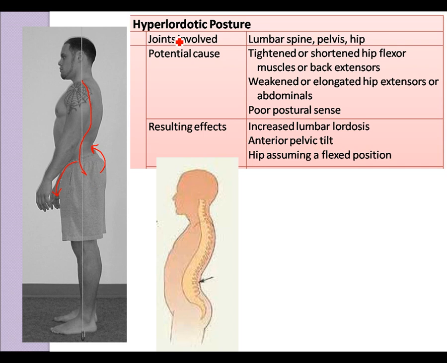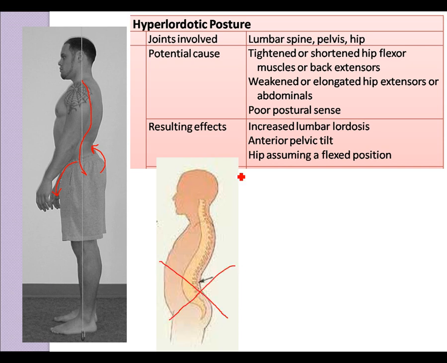It's called hyperlordotic curvature. There's going to be an extra curve. The top is relatively normal. The lordotic curve is extra anterior. Just like before, we said it's about the cross muscle.